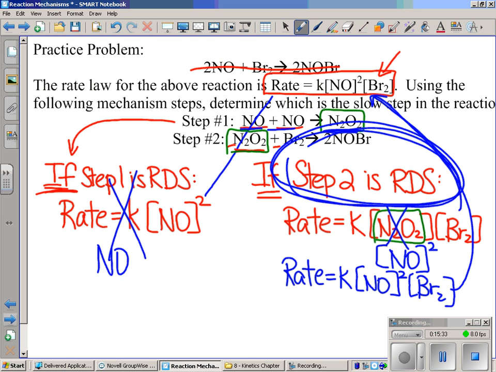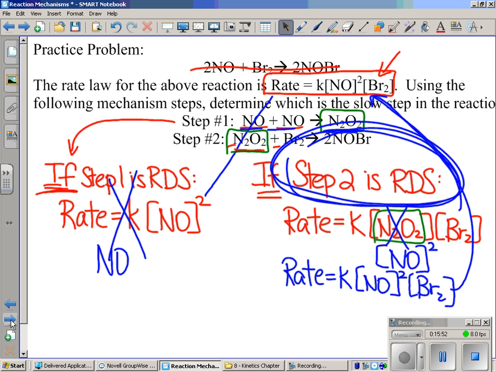So that means step number 2 is the rate determining step. Okay, and that's really what the question was asking you to do. For some reason, I don't have the question on mine, but I believe you have the question on yours. Yeah, it says determine which was the slow step. The slow step's always the rate determining step.